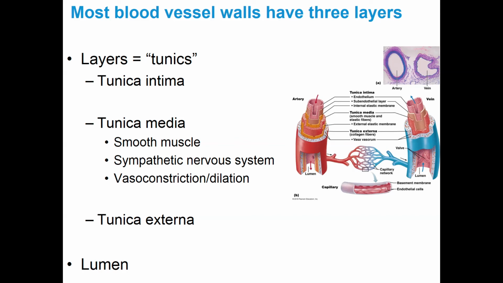So the last one there is the tunica externa. So you've got this combination of collagen fibers and, that's pretty much that. It's collagen fibers, and then you've also got blood vessels, and really big blood vessels like the aorta and then the offshoots off of that.